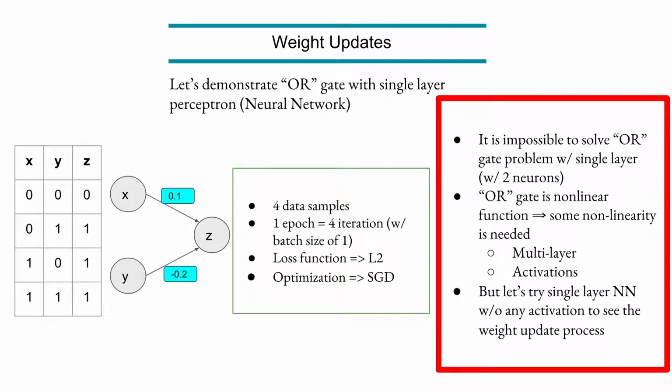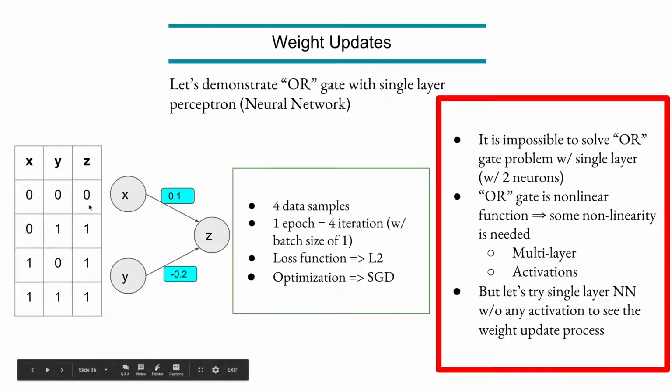So in order to understand how to update the weights, let's try to demonstrate the OR gate. OR gate means just doing an OR operation between 0 and 1. This is our training data. We have 4 samples in our training set, 4 data samples, and 1 epoch here means 4 iterations if we use only 1 sample in each iteration.